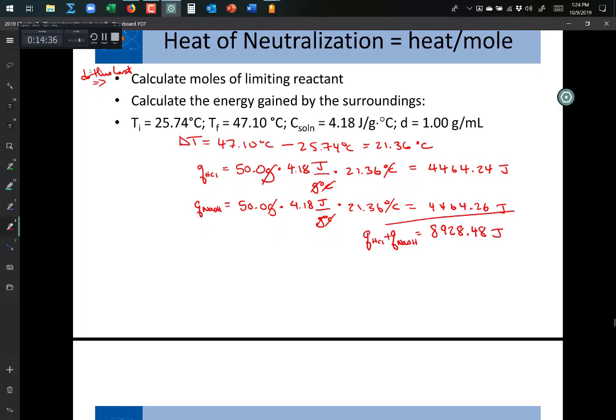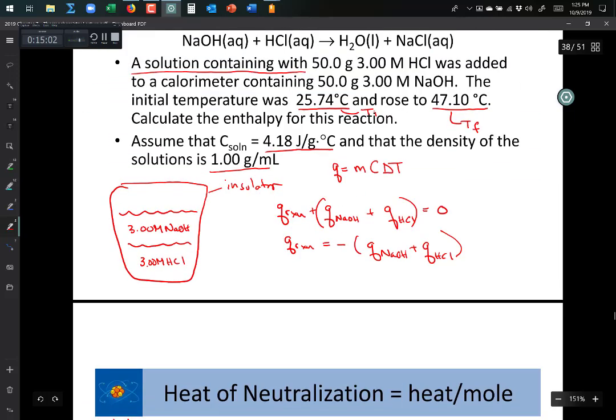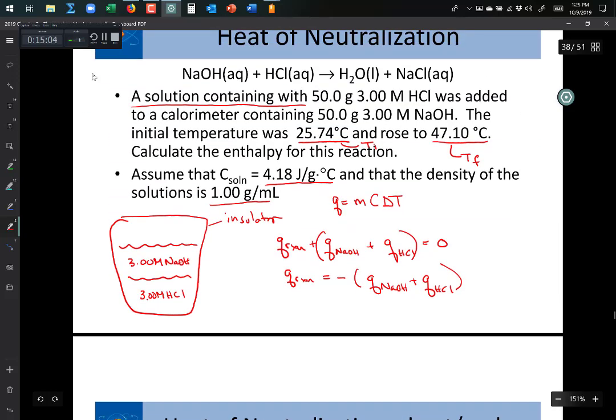So this number is the heat for the reaction. Right? It's not the enthalpy, because enthalpy is usually per mole. And so to calculate delta H, so this is heat. So we know Q for the reaction is equal to the negative of the Q of the NaOH plus the Q of the HCl. That's what we have from up here, the bottom of the slide.